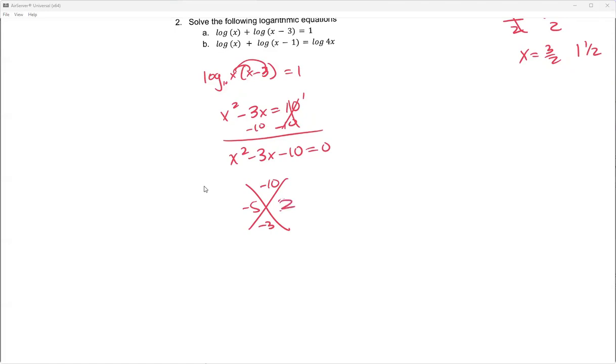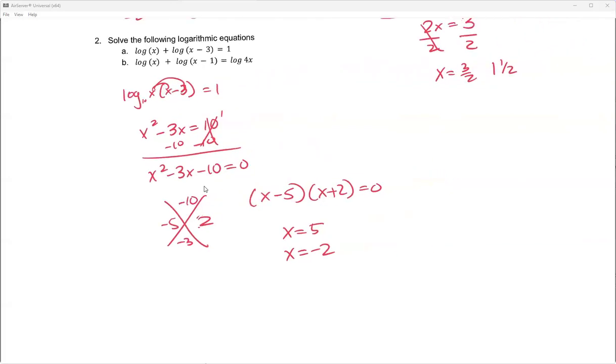So negative 5 times 2 is negative 10. Negative 5 plus 2 is negative 3. So our two answers are x minus 5 and x plus 2. Make them both equal to 0. So x is equal to 5 and x is equal to negative 2. All right? You don't need to go back and check about extraneous roots or anything like that. Just right now, just focus on getting the solutions. All right?